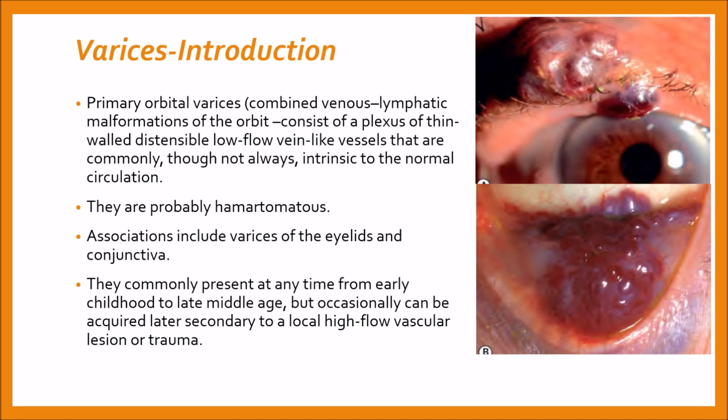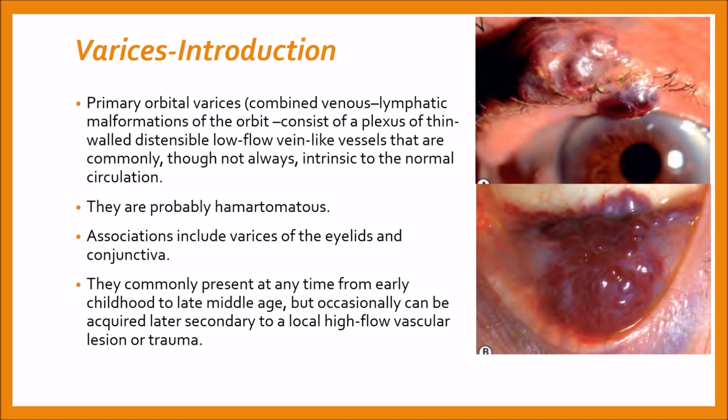of thin-walled, distensible, low-flow vein-like vessels that are commonly, though not always, intrinsic to normal circulation. They are probably hamartomas. A hamartoma is a disorganized overgrowth of a mature tissue normally present in the involved area.